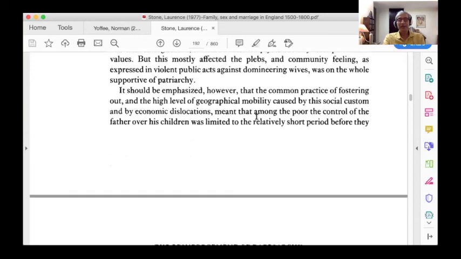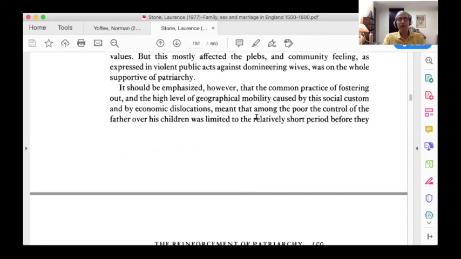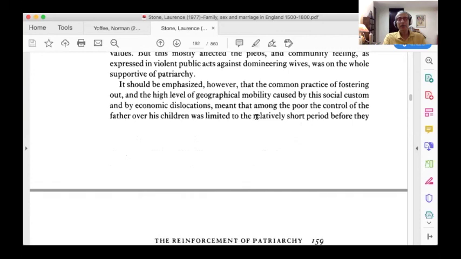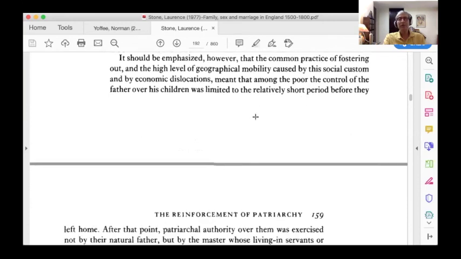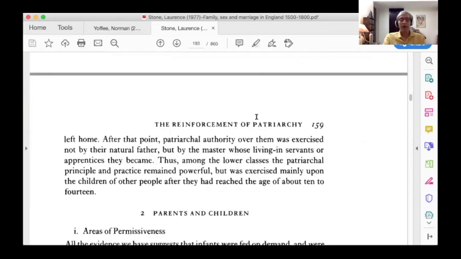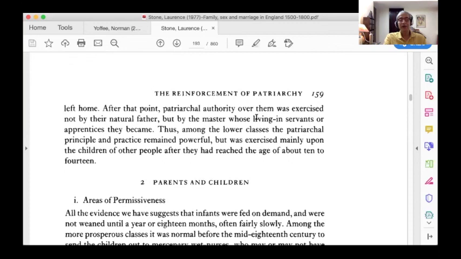It should be emphasized, however, that the common practice of fostering out and the high level of geographical mobility caused by the social custom and by economic dislocations meant that among the poor, the control of the father over his children was limited to the relatively short period before they left home. After this point, patriarchal authority over them was exercised not by their natural father, but by the master, whose living-in servants or apprentices they became. Thus, among the lower classes, the patriarchal principle and the practice remained powerful, but was exercised mainly upon the children of other people after they had reached the age of about 10 to 14.